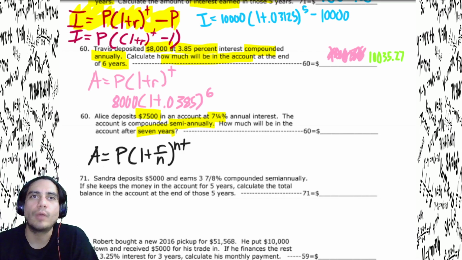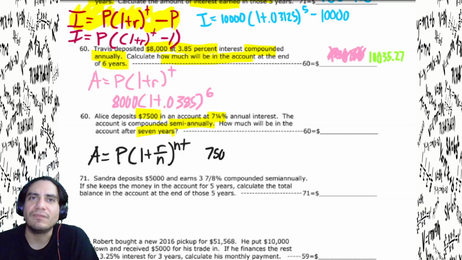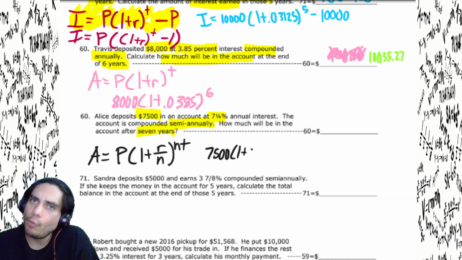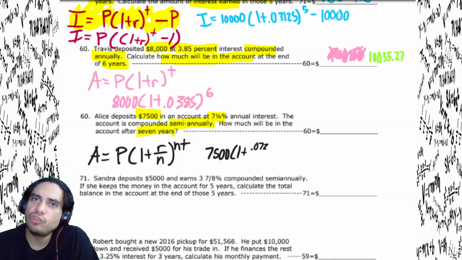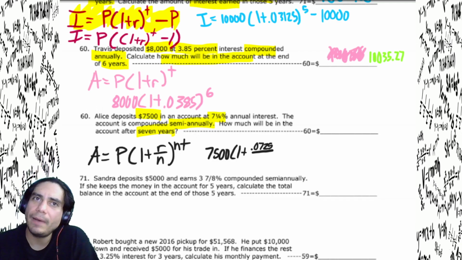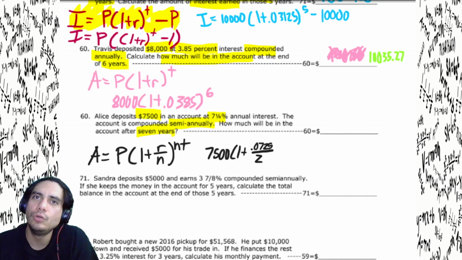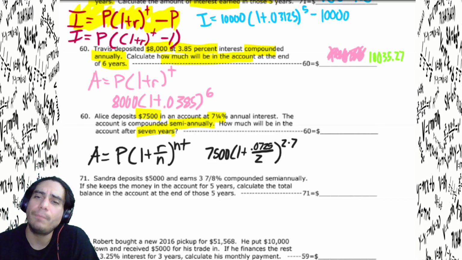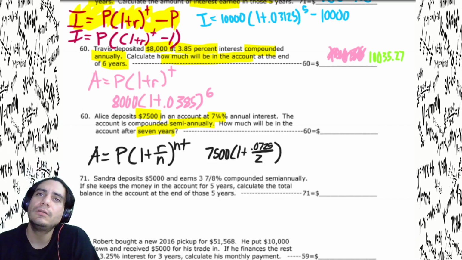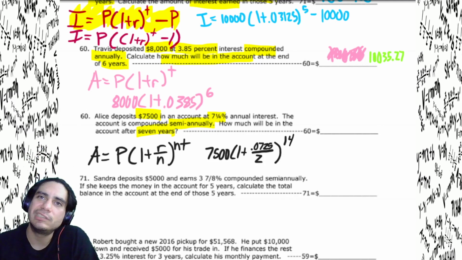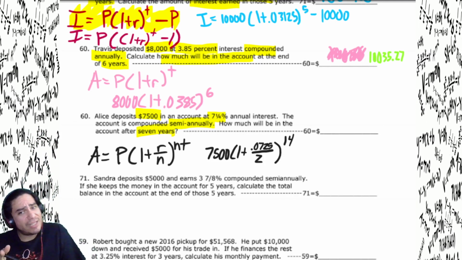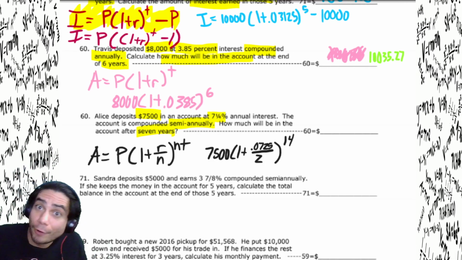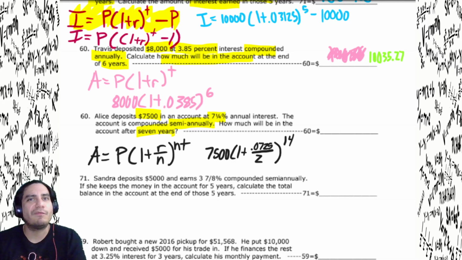Let's substitute correctly. We got 7,500 times 1 plus 0.0725 divided by, since it's semi-annually, we're going to divide it by 2. And now we're going to raise it to the 2 times 7 power. Or if you want, you could just think of it as the 14. But I'm writing this because somebody might say, where did the 14 come from? Well, it came from 2 times 7.